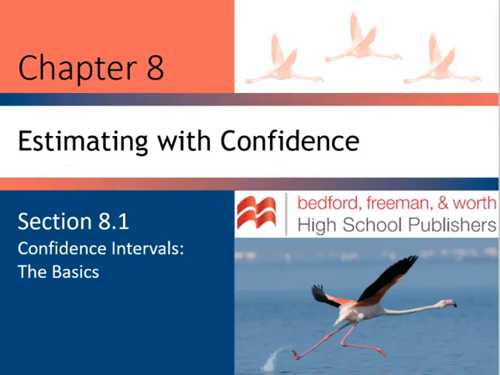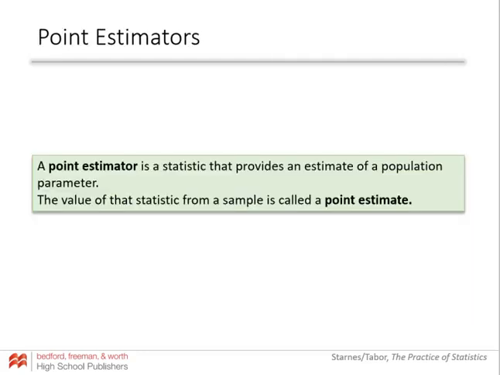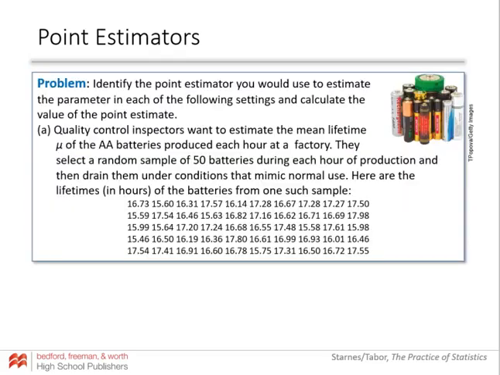All right, section 8.1, we're going to look at the basic idea of what a confidence interval is. To build our confidence interval, we're going to start with the point estimator, which is just the statistic that we're going to use to make an estimate of what our population parameter is. The thing that we are finding is the point estimator. The actual numerical value is the point estimate.